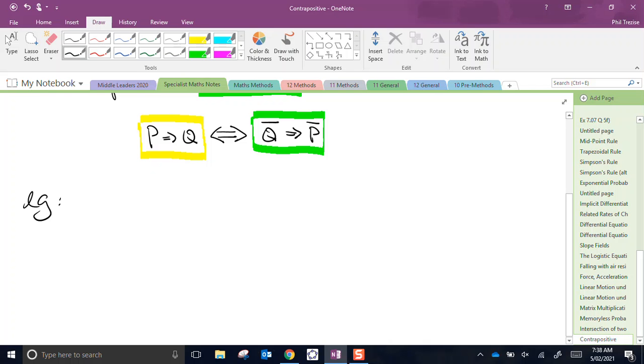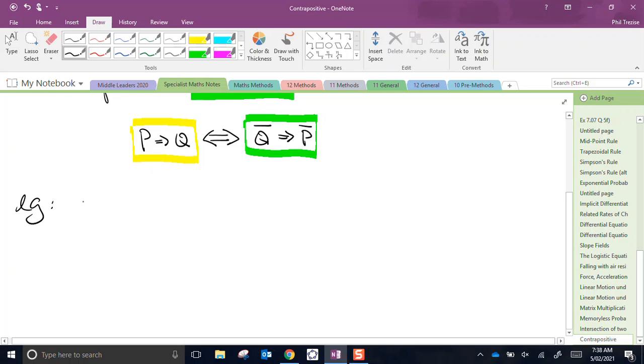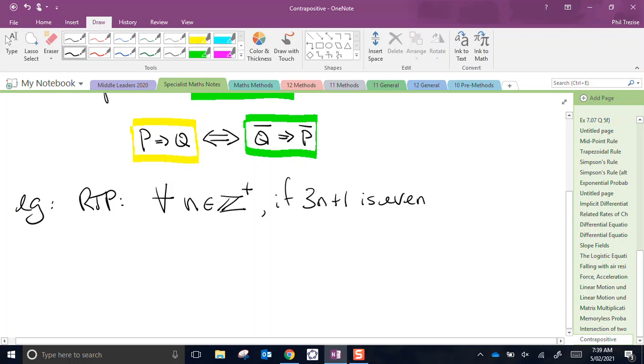And this is the one that we looked at in class the other day. So the statement was, we were required to prove for all numbers n which belong to the set of positive integers, if 3n plus 1 is even, then n is odd. That's the statement we have to prove.